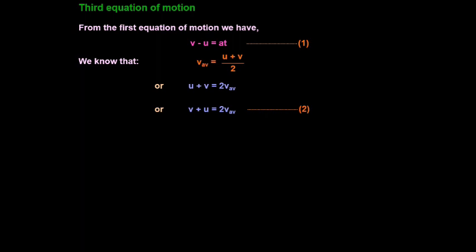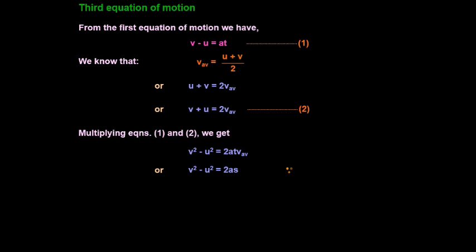So what will be the value? v plus u is equal to 2 v average, and now simply multiplying (v plus u) into (v minus u). (a plus b) into (a minus b) is equal to a square minus b square. So v square minus u square is equal to twice a t v average.